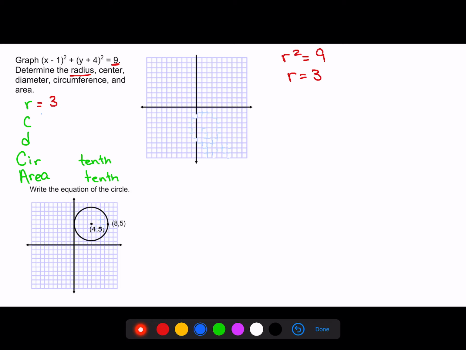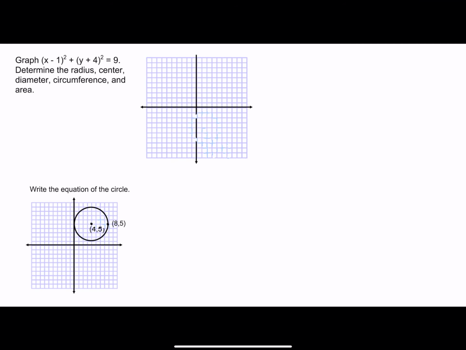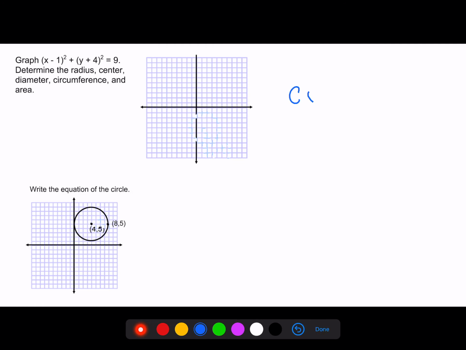For our center, it should be h comma k. Which means if I have a -1 here, well, that would be +1. I'm just taking the opposite values. This is +4. Oops, sorry. If that was +4, it would be -4. So our center is the point 1, -4. We already said our radius is 3.